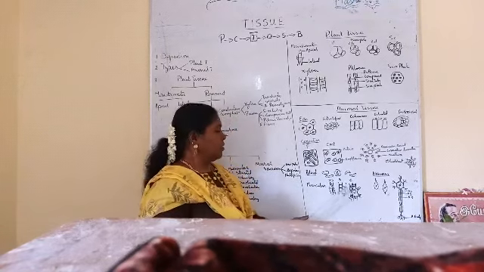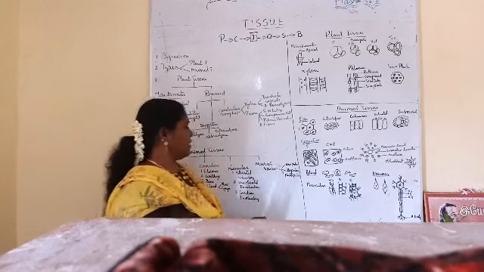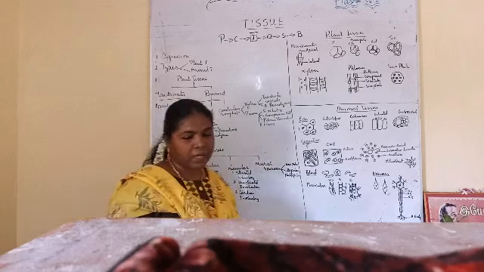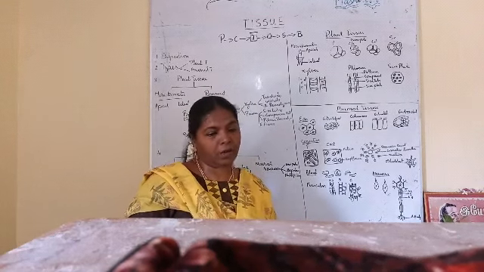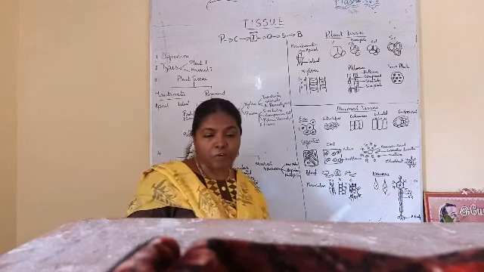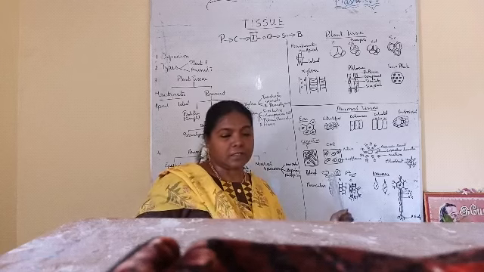So with this muscular tissue, we are finished. The next comes the neural tissues. Neural tissues, the nervous tissues, are made up of neurons. You must know the difference between the neuron and nephron. Nephron is in the kidney. Neuron is in the nervous system.